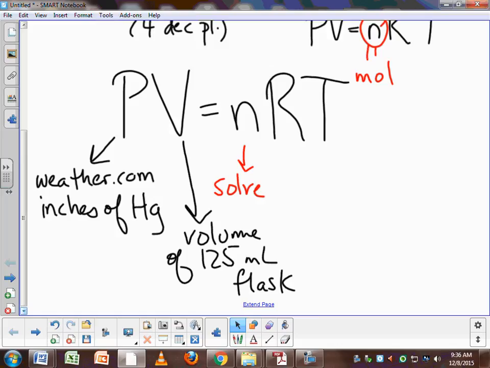n is what we're solving for. R, that's a constant, so that's easy. That's on your reference table.